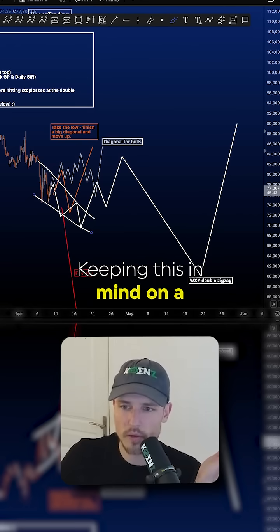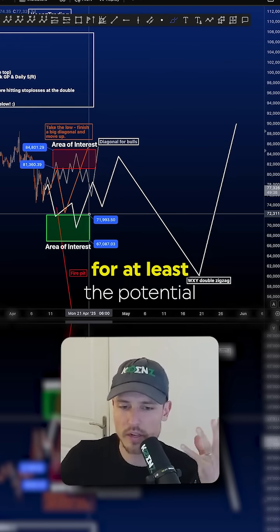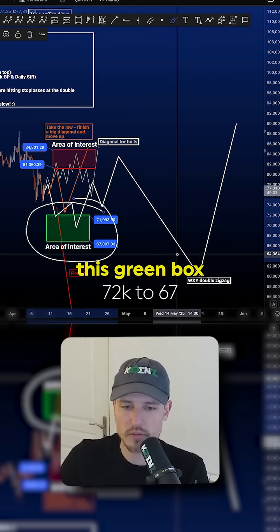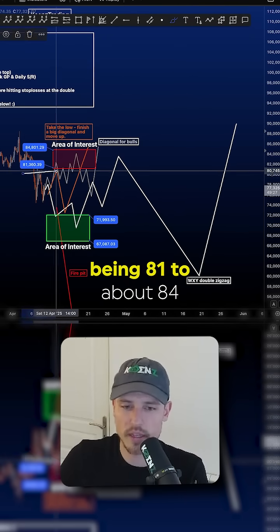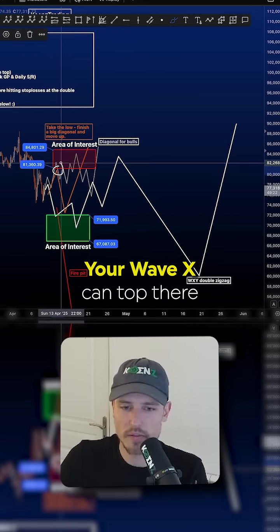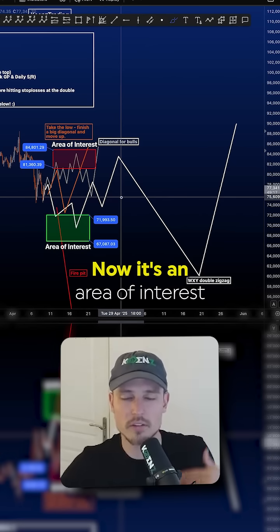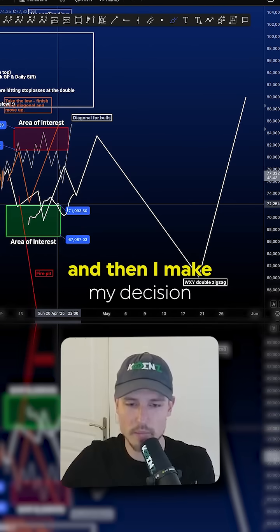Keeping this in mind, on a 4-hour time frame, my areas of interest, where I am interested for at least the potential of a little bit of a swing, would be this green box, 72k to 67, and the red box for a move down being 81 to about 84. A diagonal could top here. Your wave X can top there. Even your wave B can top there as well. Now, it's an area of interest where I will observe the reaction and then I make my decision.